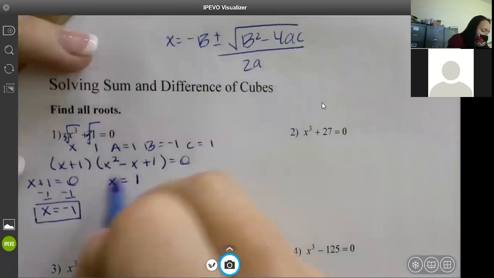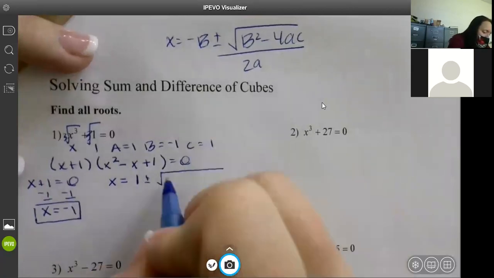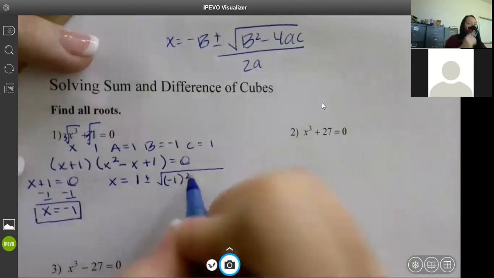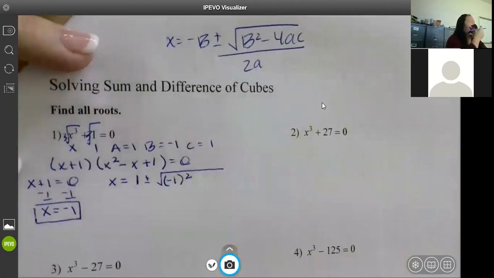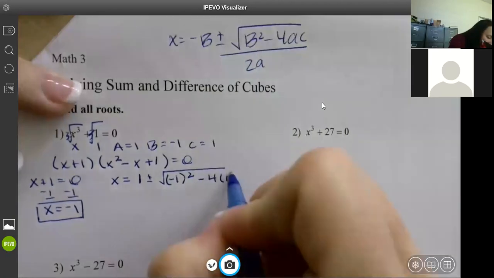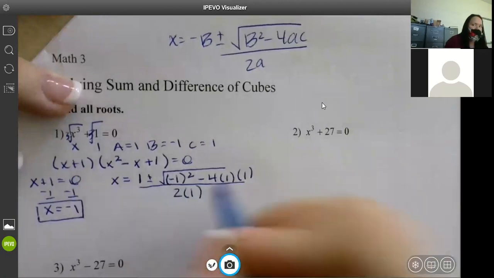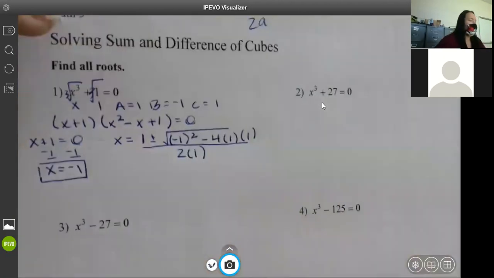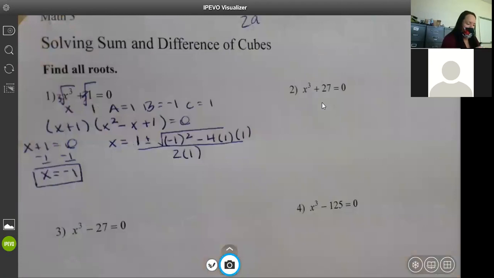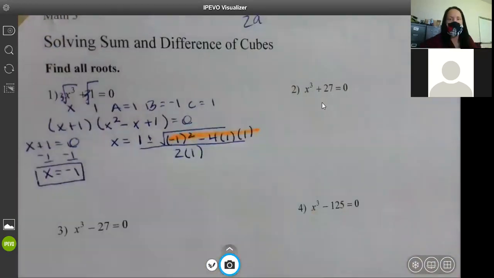X equals -b plus or minus big fat square root. You can either do -1 squared, I always do 1 squared. So from now on, I'll do the positive, but I want to show you that I do actually use the negative, but when we square, it becomes positive. Minus 4 times a times c all over 2 times a. Remember what I told you? I only do what's underneath in my calculator, so then I can reduce it.